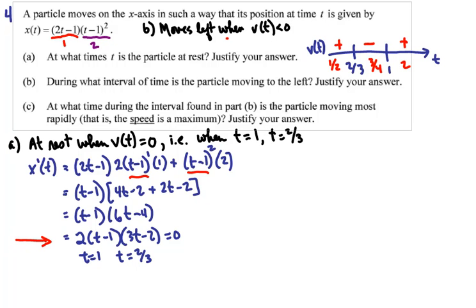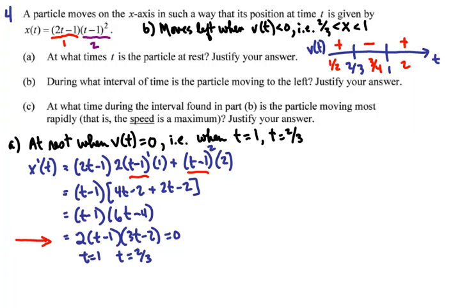Now I'm ready to complete my sentence that I started at the top. That is, t must be greater than 2/3 and less than 1. Now I can't just use the sign chart there. On the AP test, they will not take the sign chart as your answer. So you still have to state it clearly. Moves left when v of t is less than 0, that is, t is greater than 2/3 and less than 1. I've done my justification in a succinct way, and I've given my answer all together there. And so that's part B.